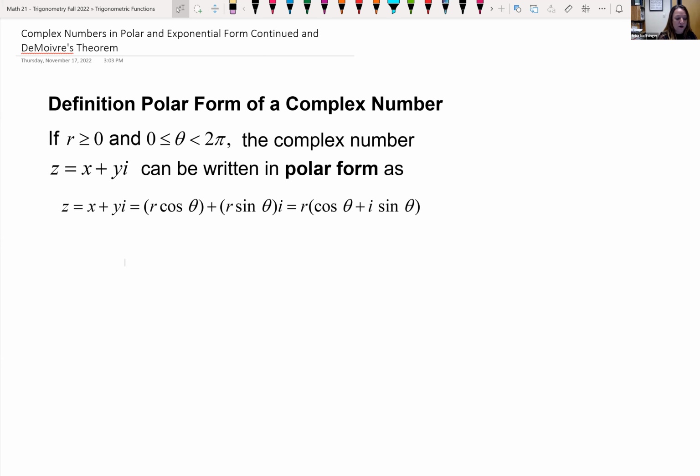And so recall we looked at the polar form of a complex number. Our value r was greater than or equal to 0. Our theta value was between 0 and 2 pi. And we saw that the complex number x plus iy can be written in polar form as r cosine theta plus r sine theta times i, or we can factor out that r value and we get r times the quantity cosine theta plus i sine theta.